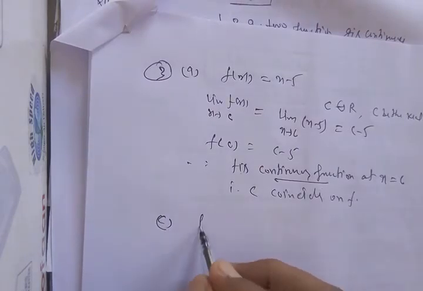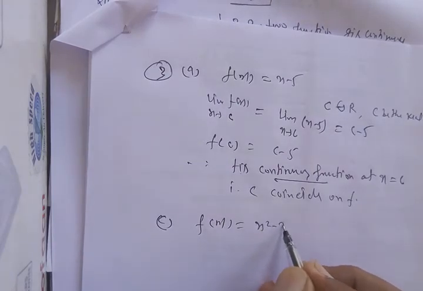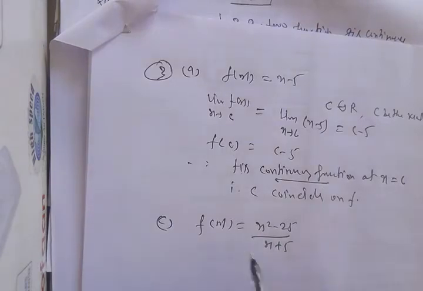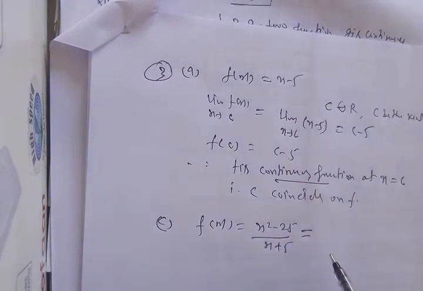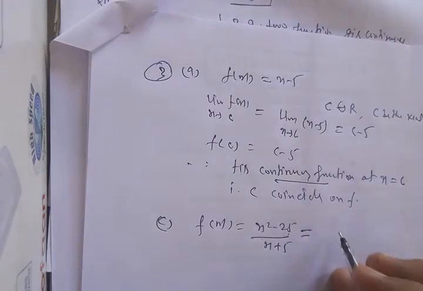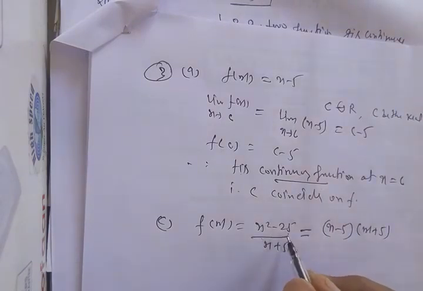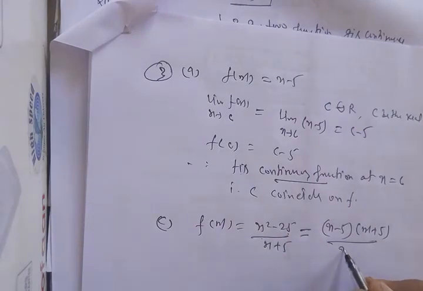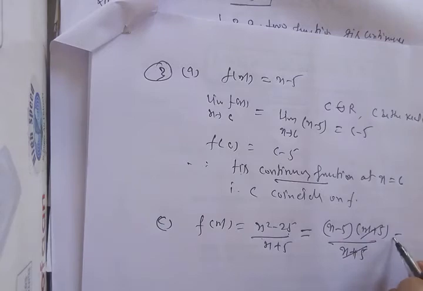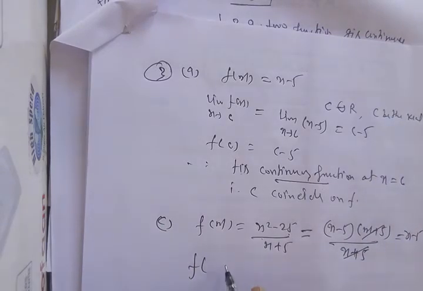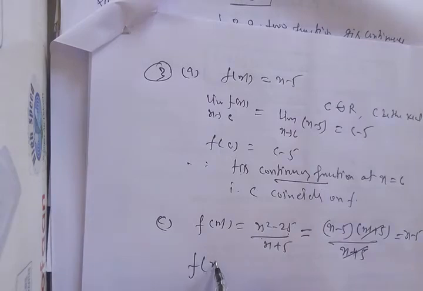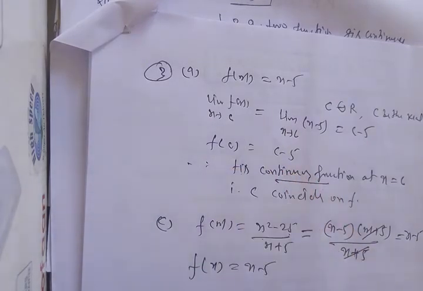And second, part C: this is a polynomial-type function, x square minus 25 upon x plus 5. So we simplify it. We already solved this in the 11th class. x square minus 25 in simplest form is x square minus 5 square, which is (x minus 5)(x plus 5) upon x plus 5. x plus 5 cancels, leaving x minus 5. This is the first part of question number 3. Clear? See question number 3. Okay, solve it.